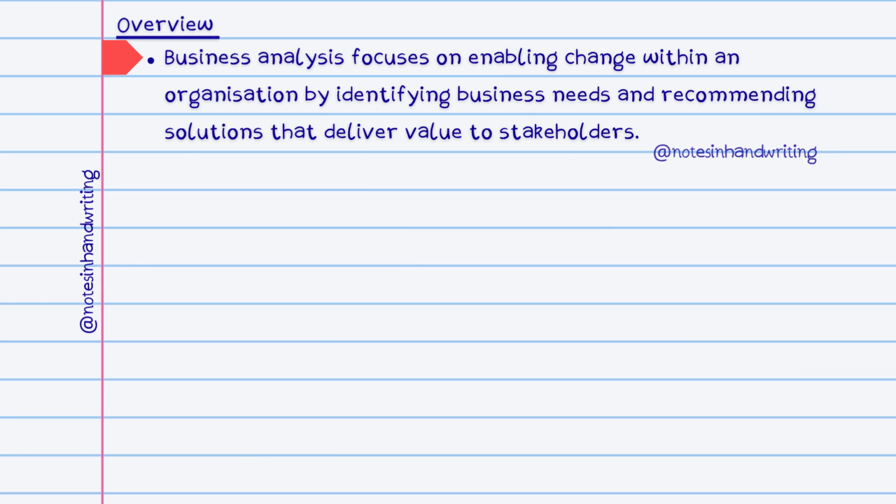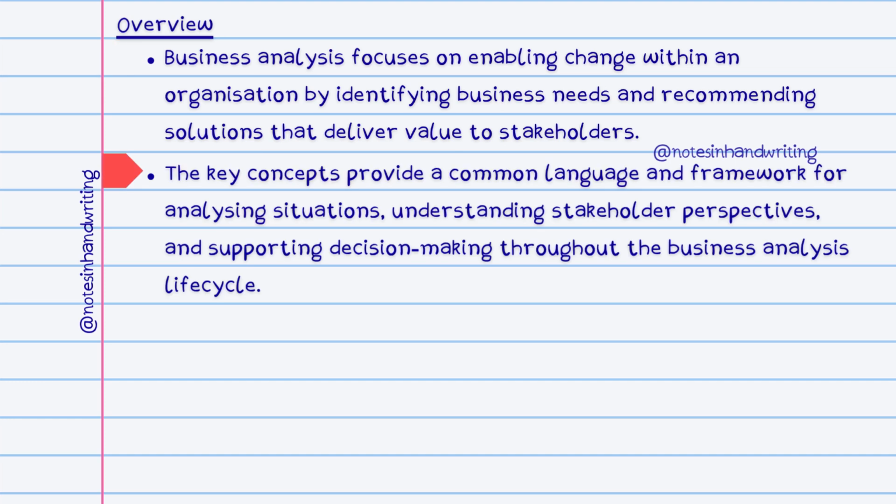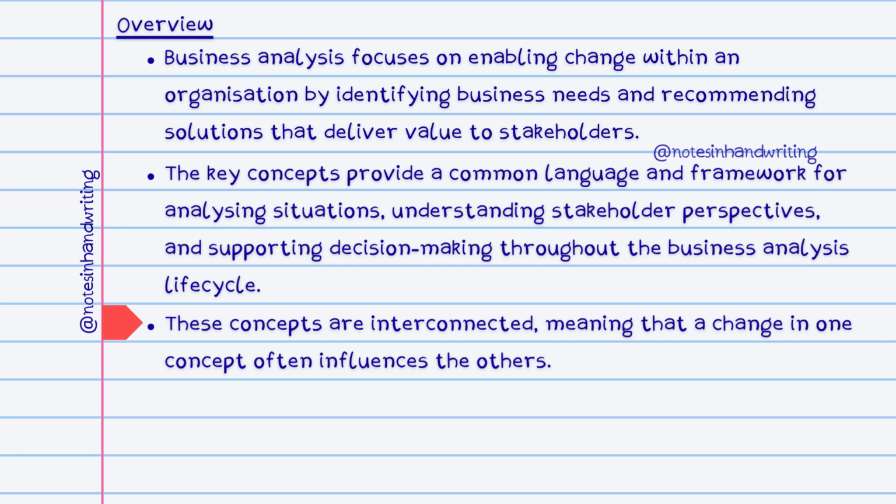Business analysis focuses on enabling change within an organization by identifying business needs and recommending solutions that deliver value to stakeholders. The key concepts provide a common language and framework for analyzing situations, understanding stakeholder perspectives, and supporting decision-making throughout the business analysis lifecycle. These concepts are interconnected, meaning that a change in one concept often influences the others.